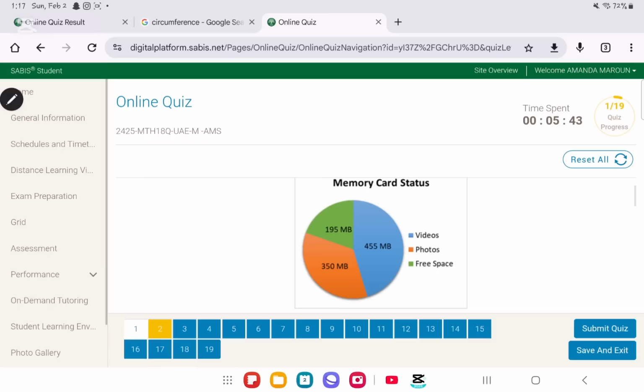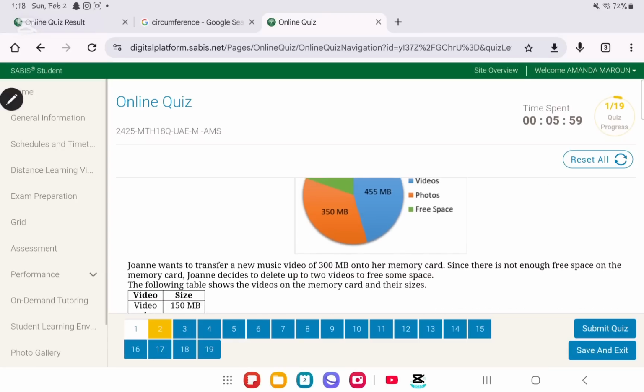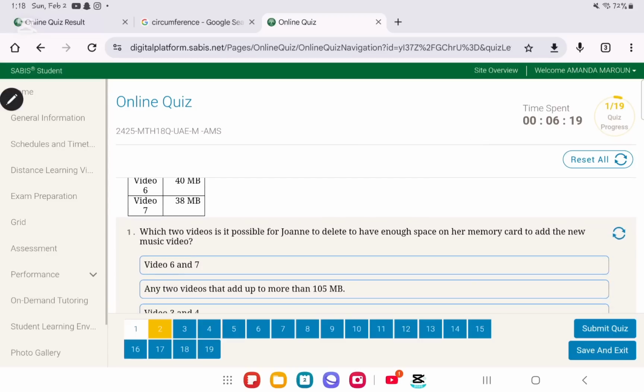Okay, as you can see, 455 megabytes is videos, 350 megabytes is photos, and 195 is free space. Okay, so Joanne wants to transfer a new music video of 300 megabytes onto her memory card. Since there's not enough free space on the memory card, Joanne decides to delete up to 2 videos to free some of her space. They need to know which of the following videos she is gonna delete. Which 2 videos is it possible to delete to save enough space on her memory card?